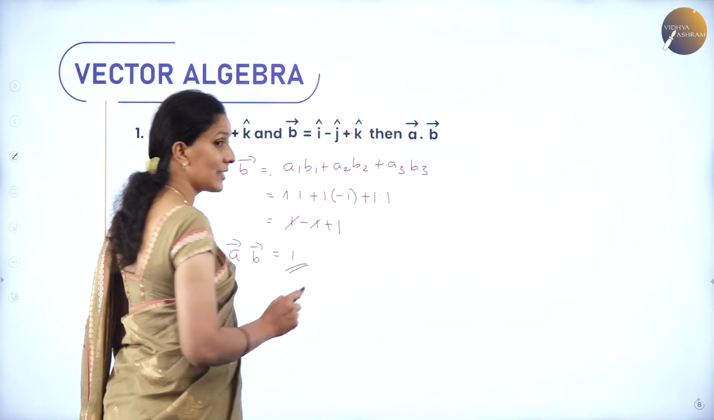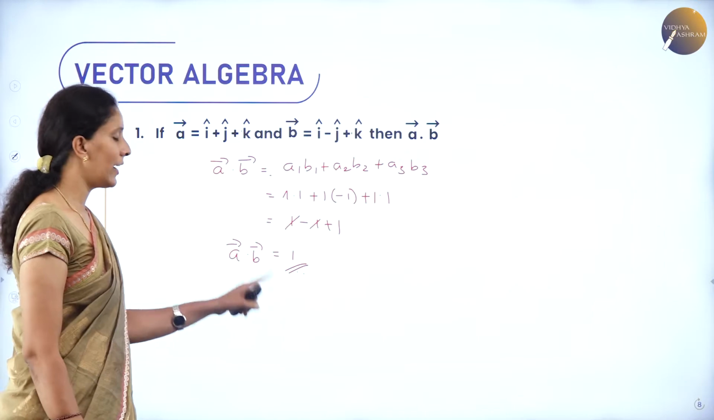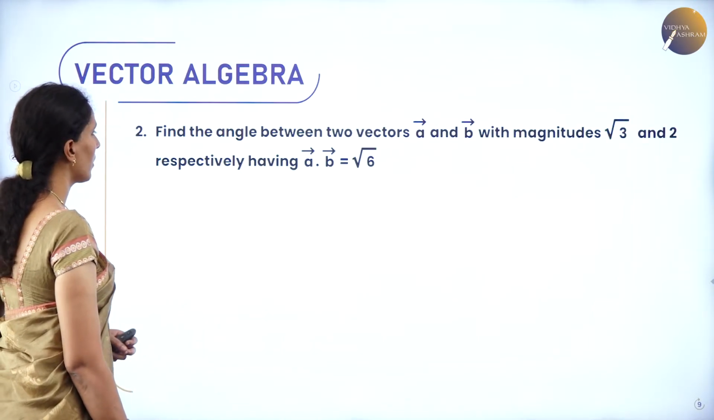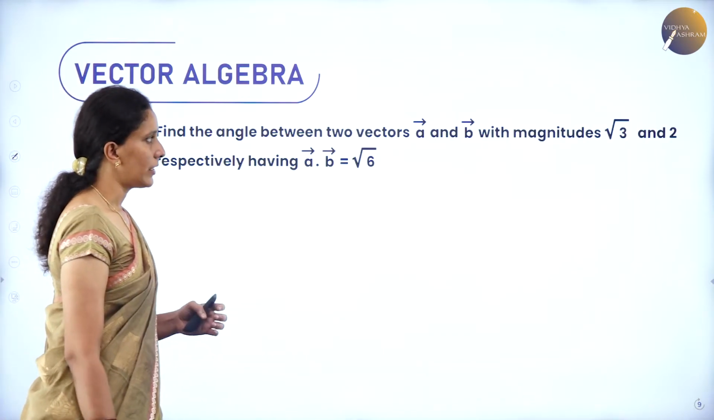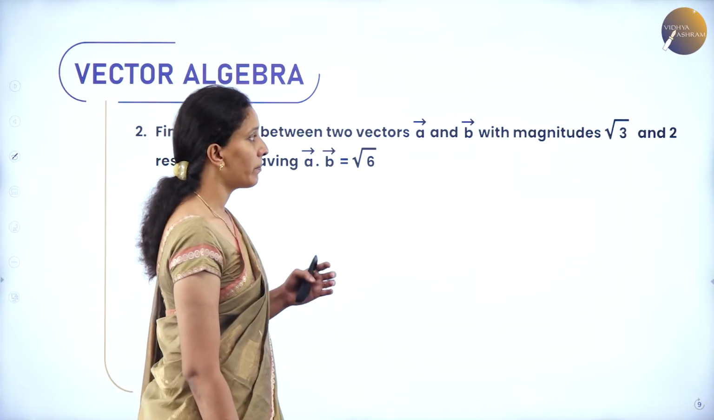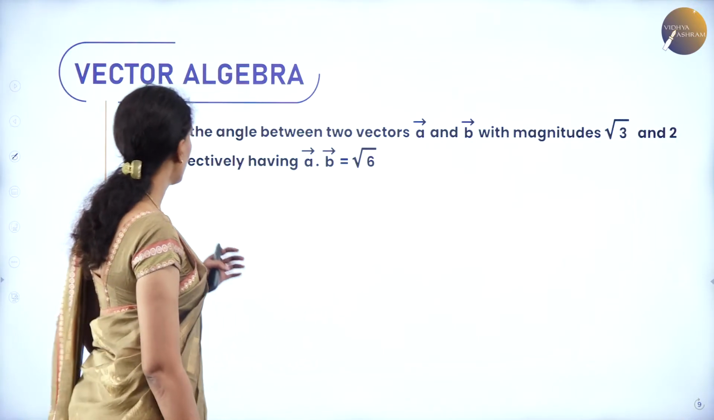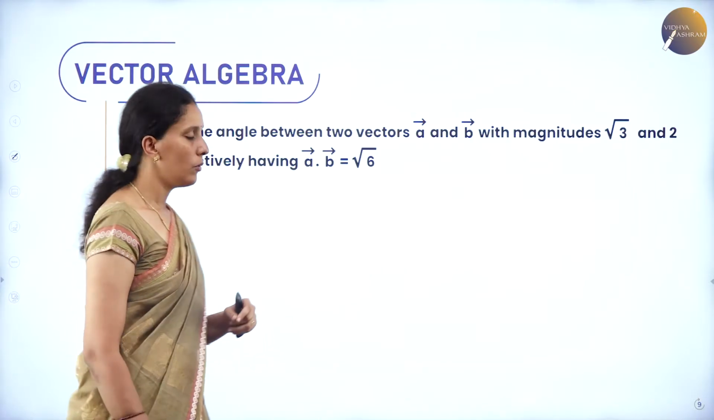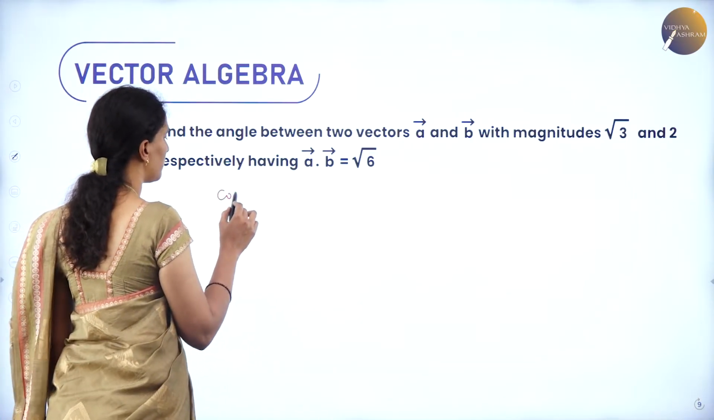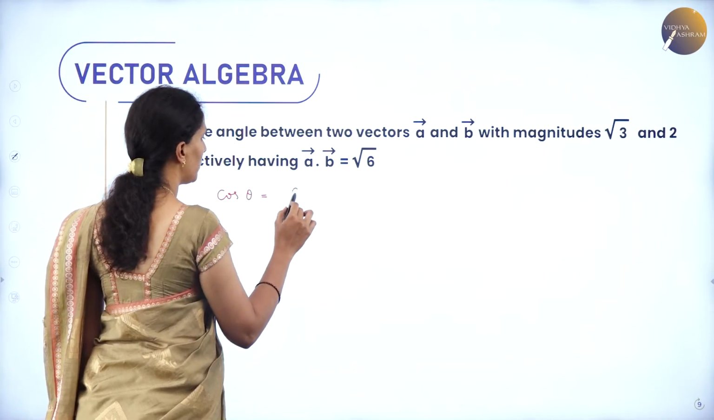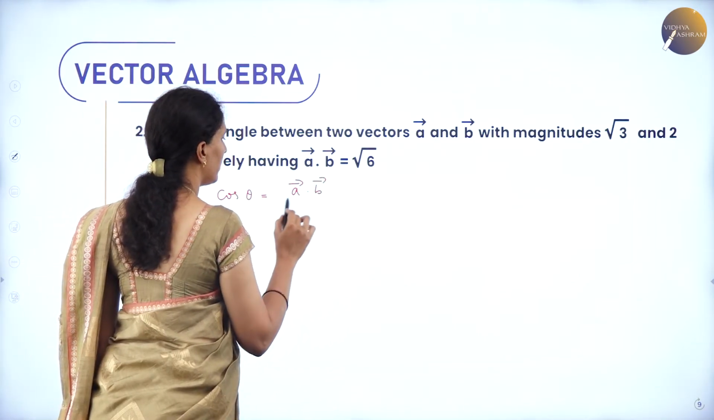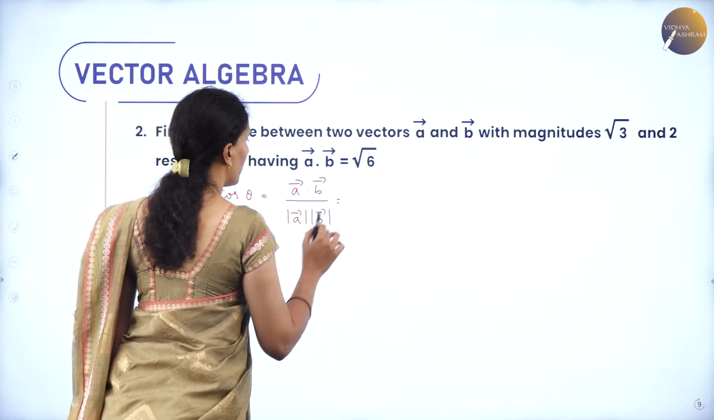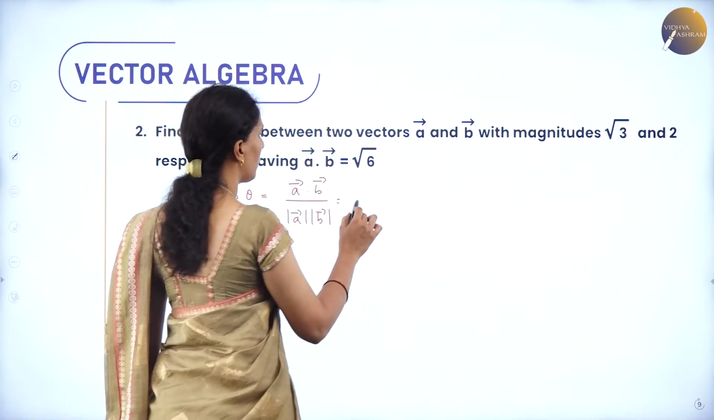I already said it's a scalar quantity. So, therefore, you will get A dot B in terms of numericals. Next, find the angle between the two vectors A and B with magnitudes root 3 and 2 respectively, having A dot B equal to root 6. Now, we know that cos theta is equal to A dot B divided by magnitude of A, magnitude of B. Now, they have given A dot B is equal to root 6.